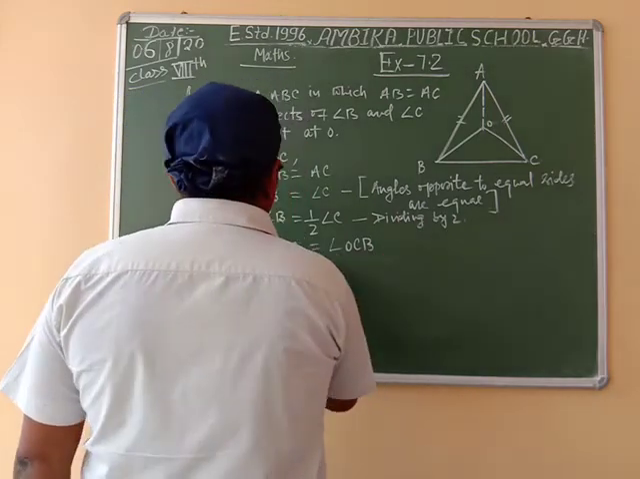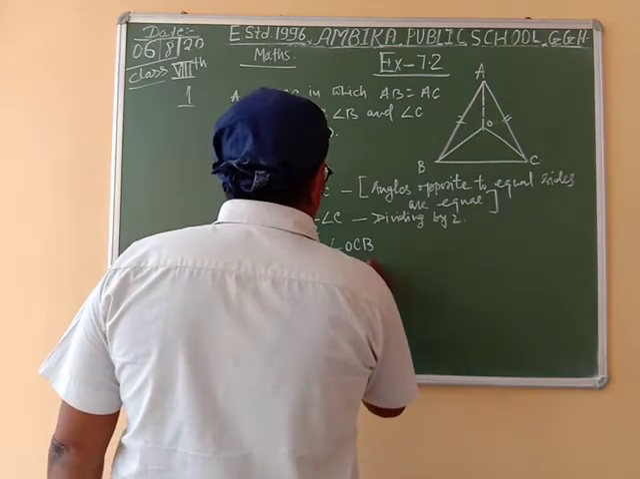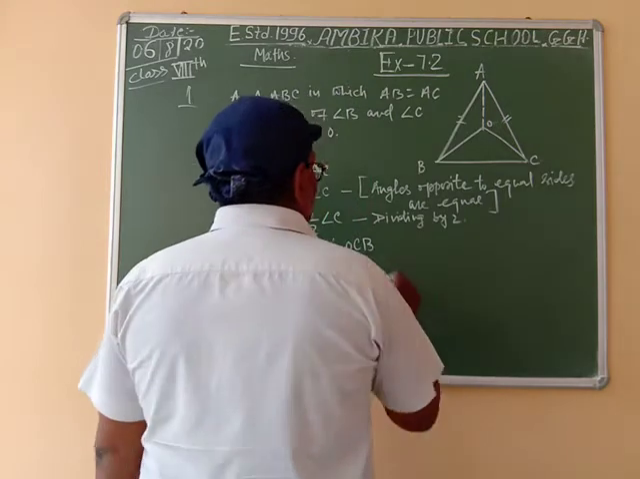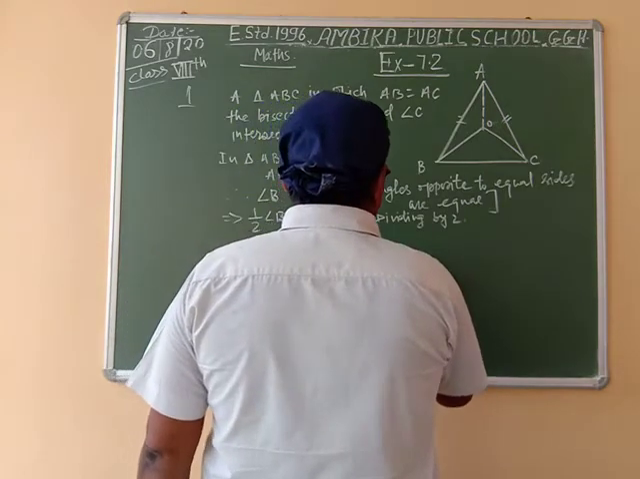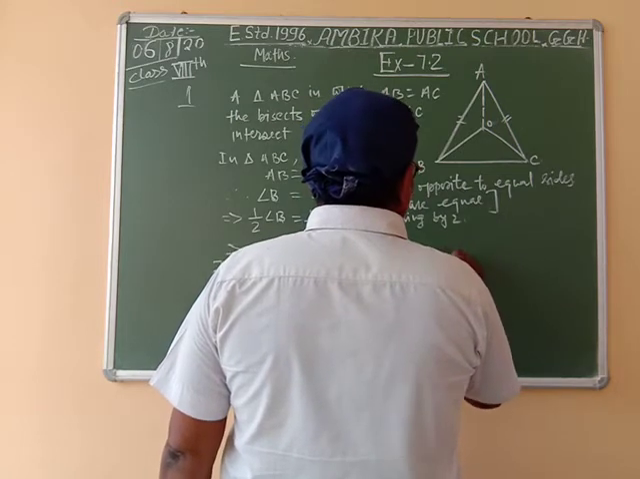Therefore OB is equal to OC, sides opposite to equal angles.